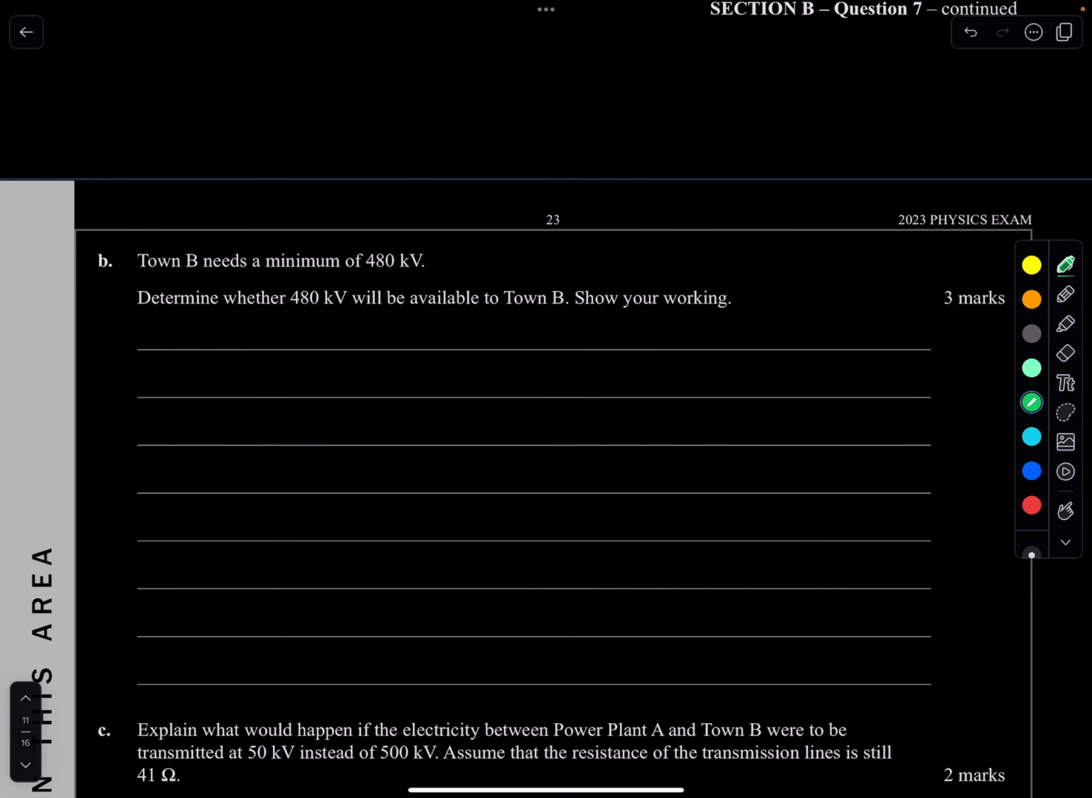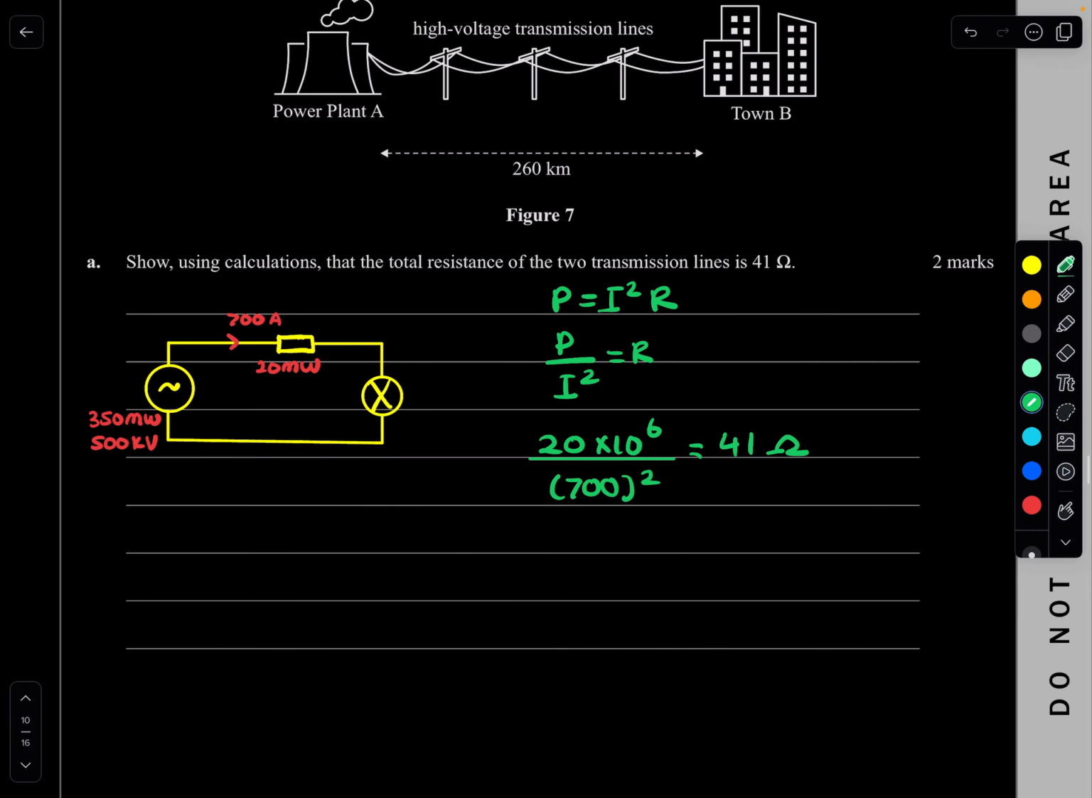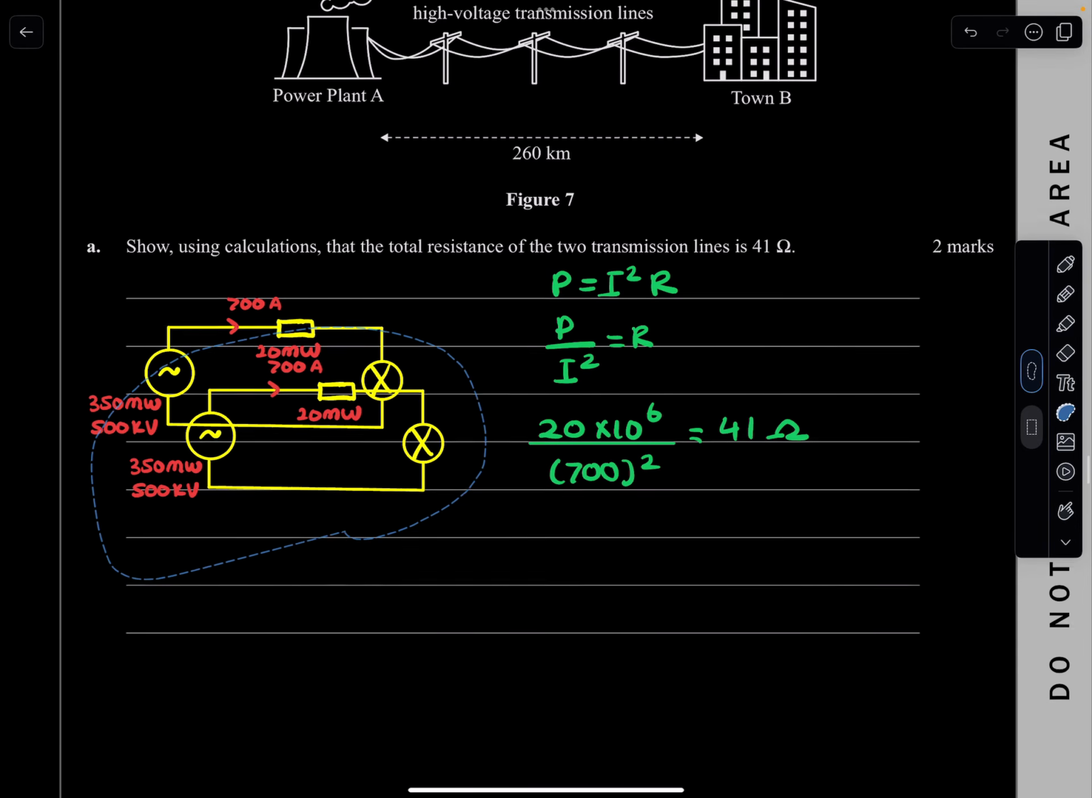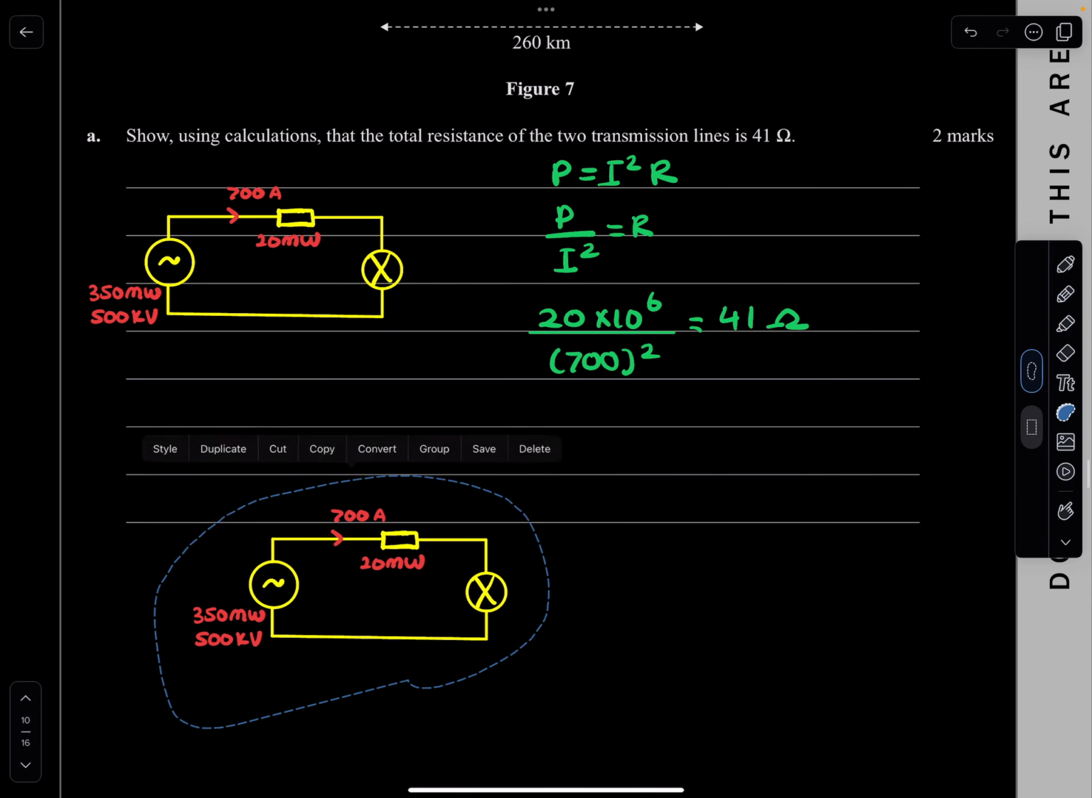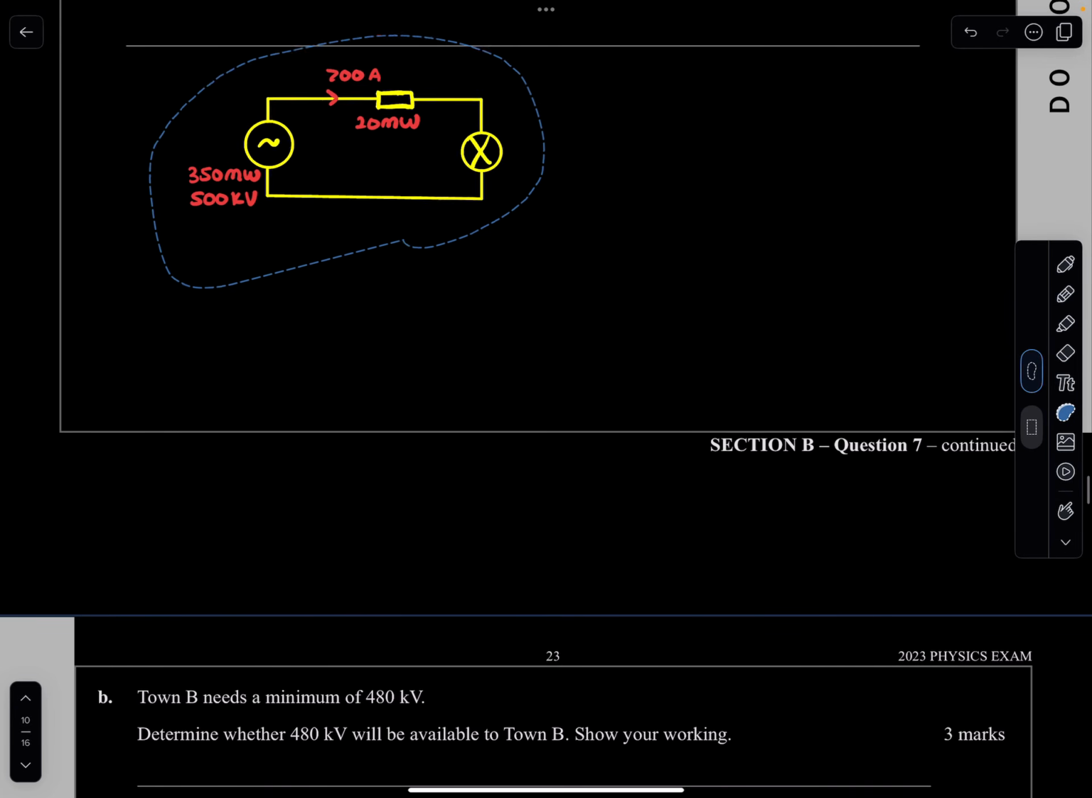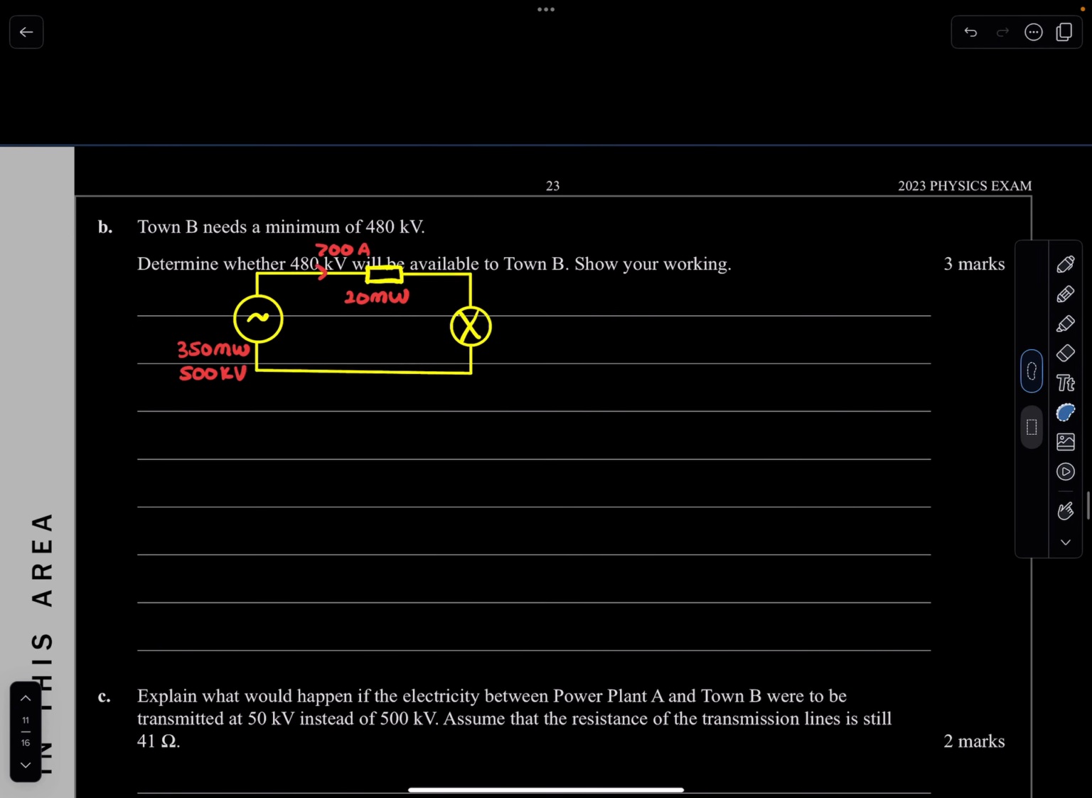Town B needs a minimum of 480 kilovolts. Determine if that 480 kilovolts will be available for Town B. Okay, let me just copy this whole diagram and basically use this to answer that. I'm going to come down here and use this diagram again. Here it is. All right.